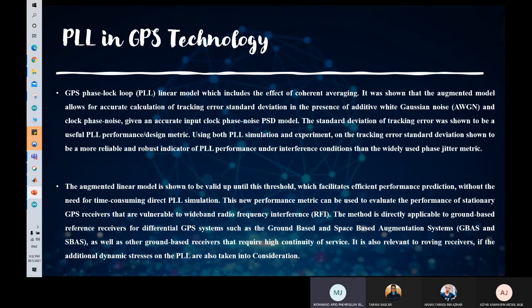The method is directly applicable to ground-based reference receivers for differential GPS systems, such as the ground-based and space-based augmentation systems (GBAS and SBAS), as well as other ground-based receivers that require high continuity of service. It is also relevant to roving receivers if the additional dynamic stresses on the PLL are also taken into consideration.